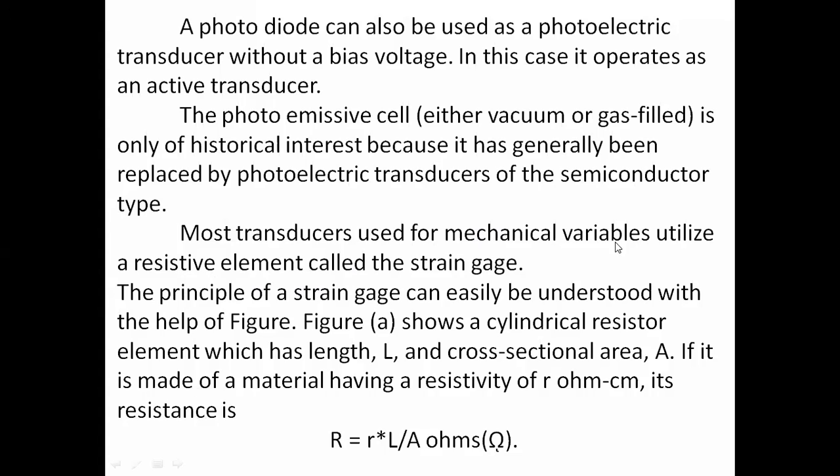So most transducers used for the mechanical variables utilize the resistive element called the strain gauge. The next very important passive transducer, which is based upon the change of resistance, is the strain gauge. For this strain gauge, the input is mechanical variables. It may be strain or it may be displacement. By the application of force on this particular strain gauge, its resistance will change.